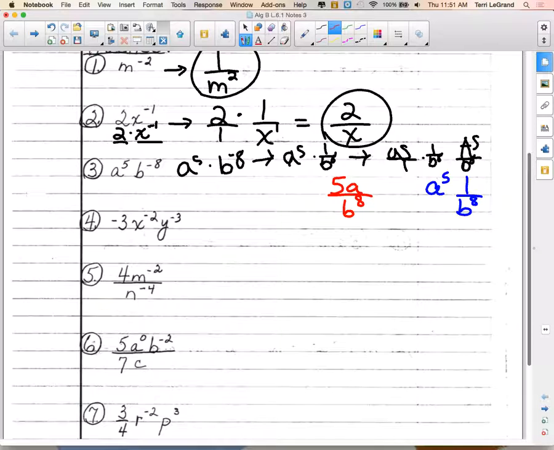Calvin, I'd love to have you share yours with us. 1 over A to the 5th power, and then 1 over B to the 8th power. So like that, okay? Anybody have what Calvin has? Hands up, come on. I'm not sure if you're shaking your head. Yes or no? Oh, and now I have to call on you. Okay. Well, now we're up to 6 of you. Oh, we got 4 to go.